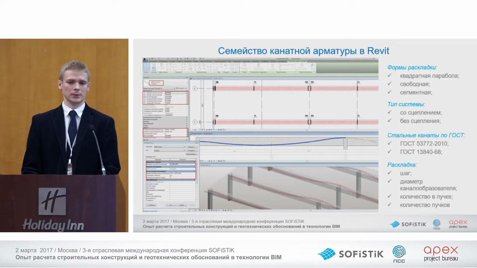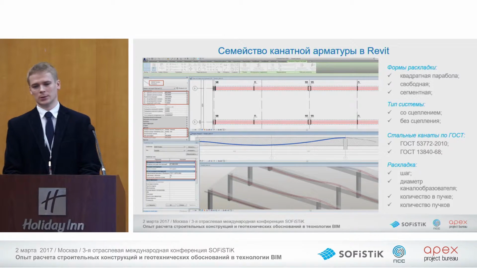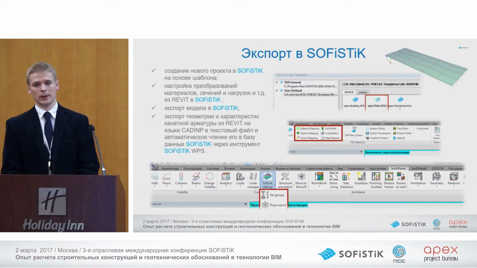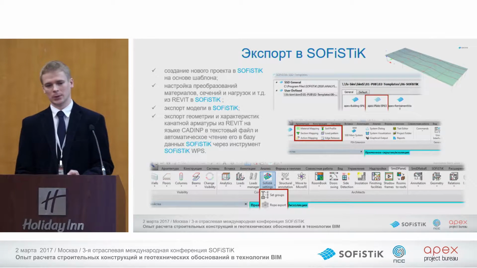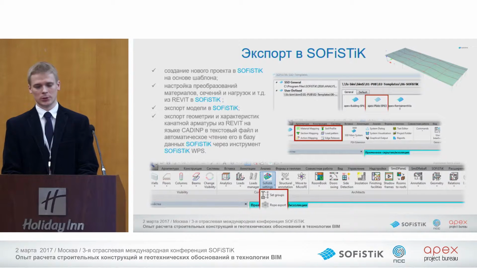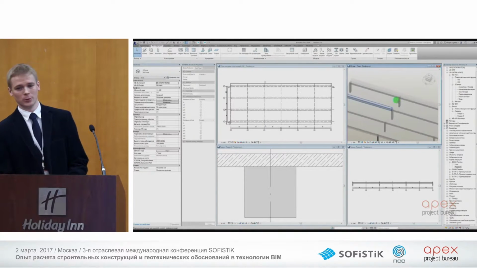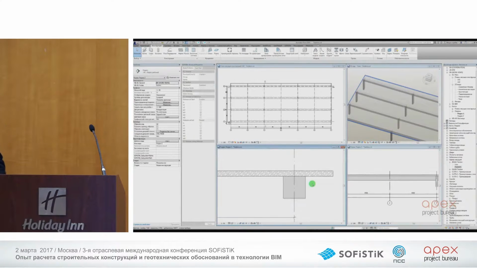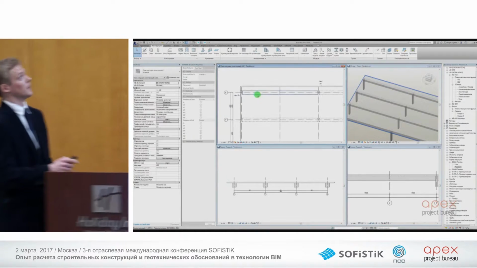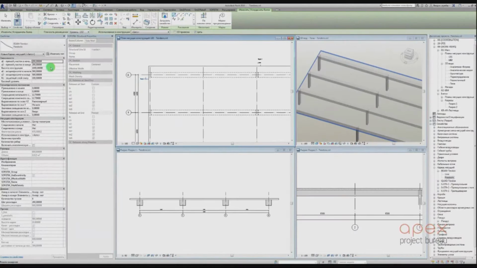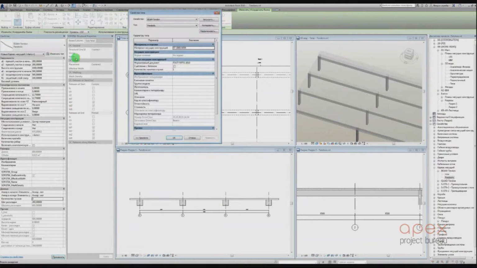So we have wire rope families in Revit, and we apply Russian GOST norms. So here everything is clear, and we export the model to SOFiSTiK. And after that, we use the user interface that we developed as an add-on to Revit, and we adjust the model. And now I'm showing a short workflow of how we work with this. It can be a parking structure.